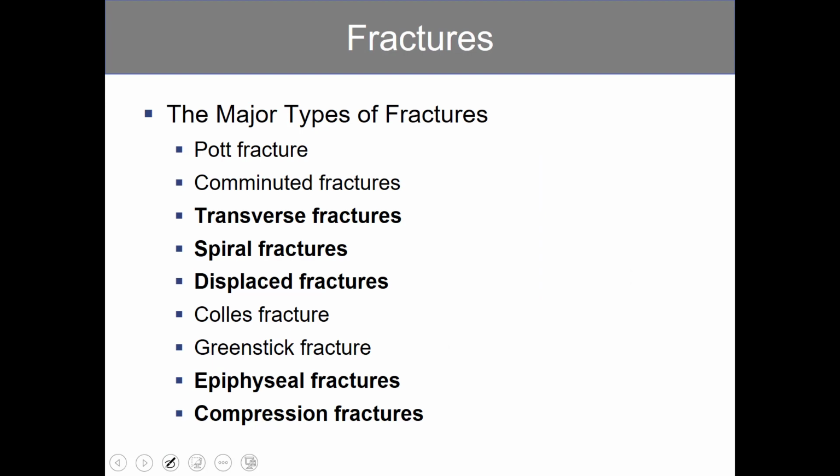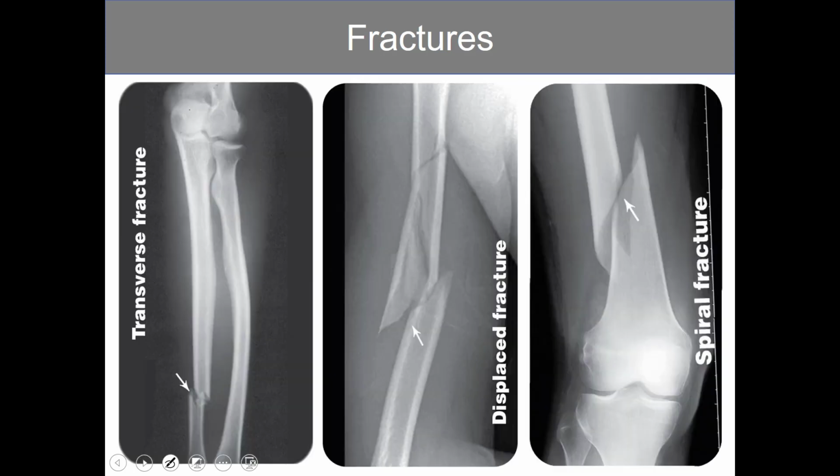There's lots of different types of fractures. The ones that I would like you to recall are those that are bolded. So the transverse, the spiral, the displaced, epiphyseal, and the compression. But I'd like to spend just a few minutes to kind of go through these. They're very common. Clinicians often see these in emergency departments or even walk-in clinics as folks break bones and then come to have those repaired. We'll start with the transverse fracture.